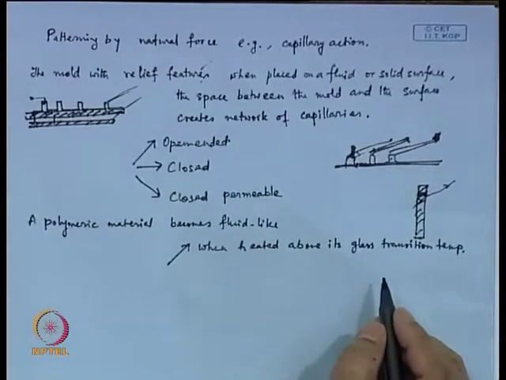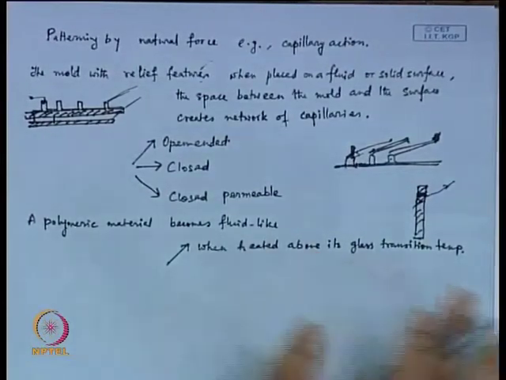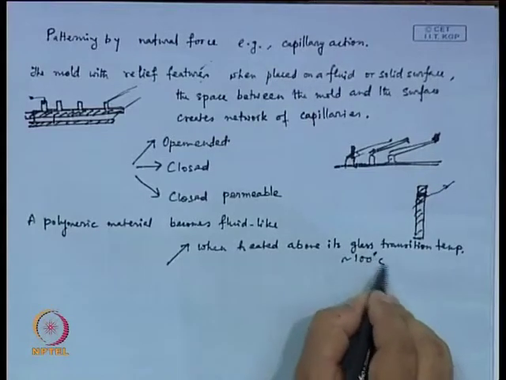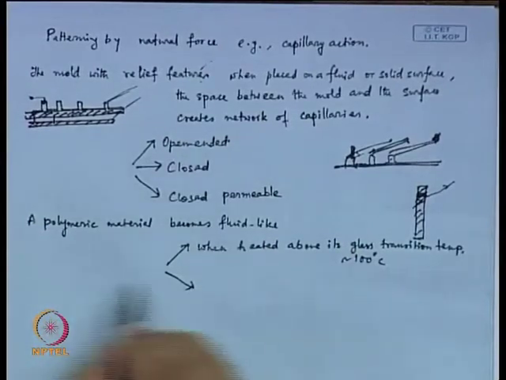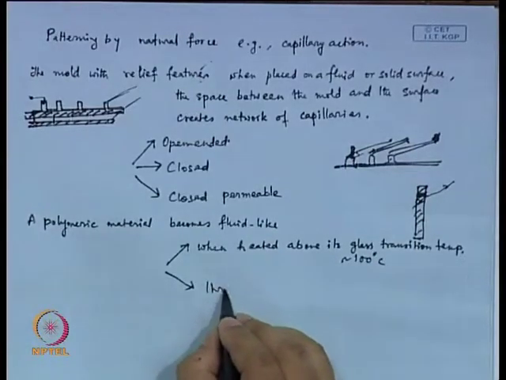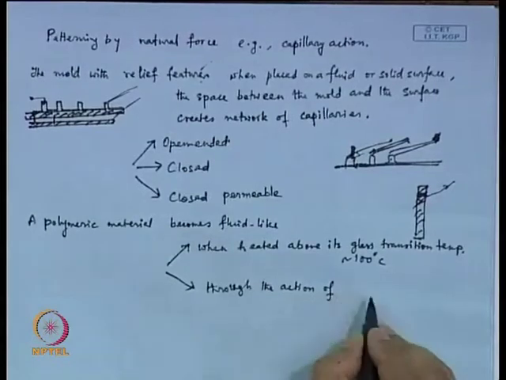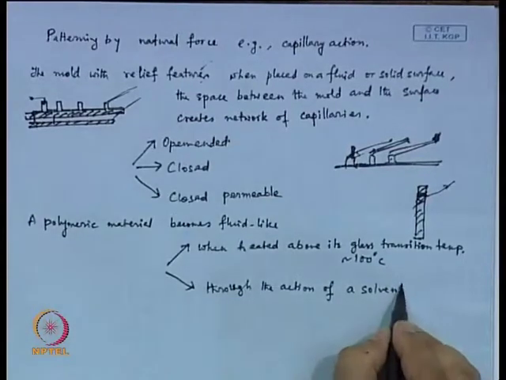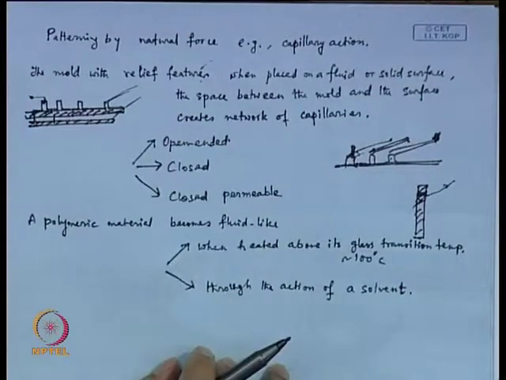Now, you may ask what is the glass transition temperature for various polymeric materials. It is listed and you have access to it. To get some order, if you want to know the order of these glass transition temperatures for common materials, it is of the order of 100 degrees centigrade. The actual values vary. So, a polymeric material becomes fluid like when heated above its glass transition temperature or through the action of a solvent. That means, if you dissolve the polymer, if you put the polymer inside a solvent, there is a possibility that the polymer will melt, which we have seen in our day to day life. There are solvents in which this polymer is dipped.